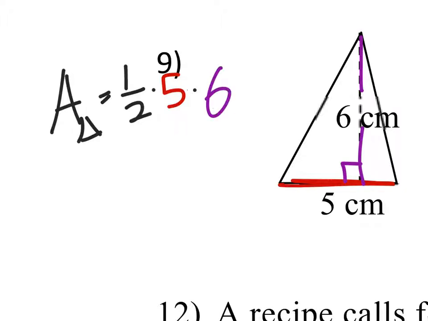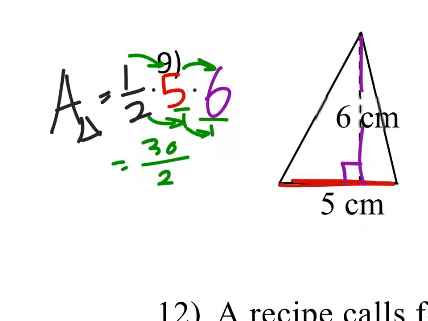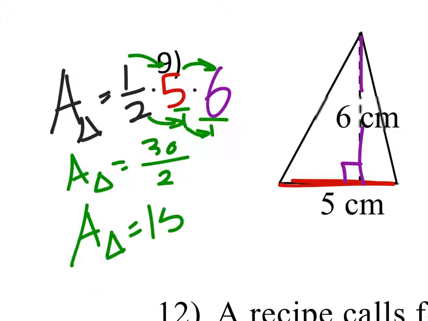And from here I'm just multiplying. Now, this is really just fraction multiplication. So I got 1 times 5, which is 5 times 6 is 30. 2 times 1 times 1 is 2. So the area of this triangle is 30 divided by 2. And the area of the triangle is now 15.